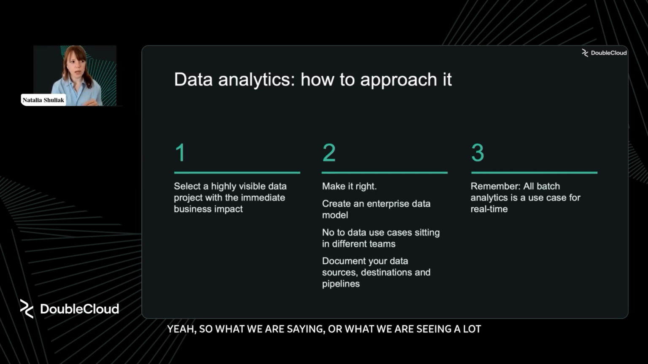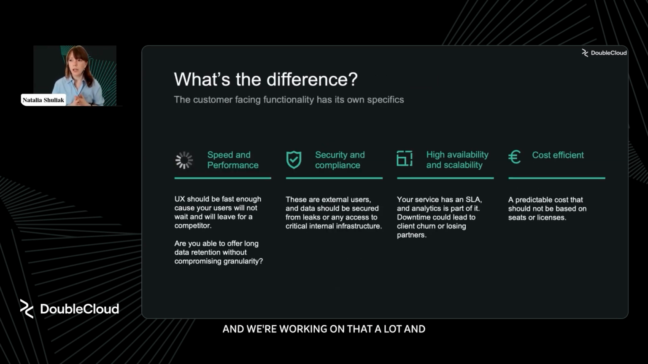So what we are seeing a lot, one of the most visible data projects that companies are working on right now is providing data analytics to their customers or partners. So basically, data analytics becomes integrated into their products or platforms. And this makes the adoption of their products and platforms faster, and this makes a real business impact. We're working on that a lot, and we're seeing that there are different things that matter. I said it earlier, and I will repeat: customer-facing or partner-facing data analytics is a very different beast versus internal analytics.